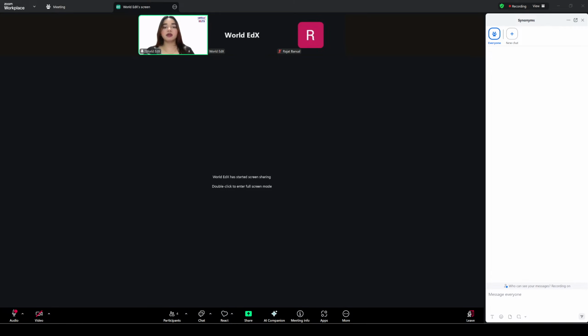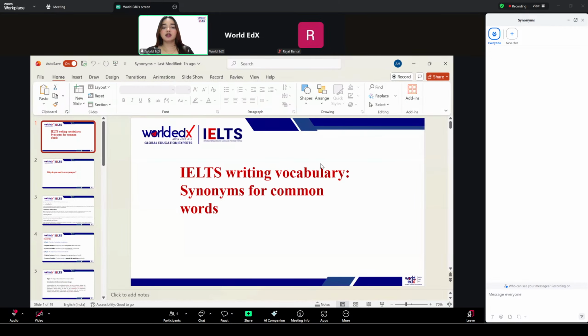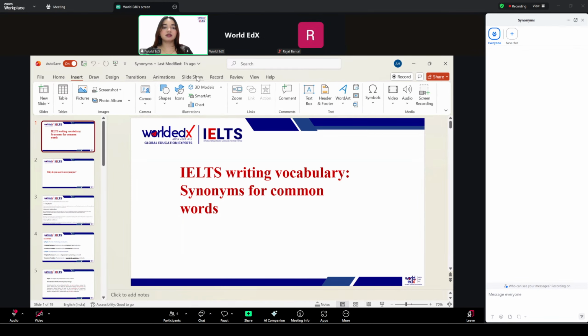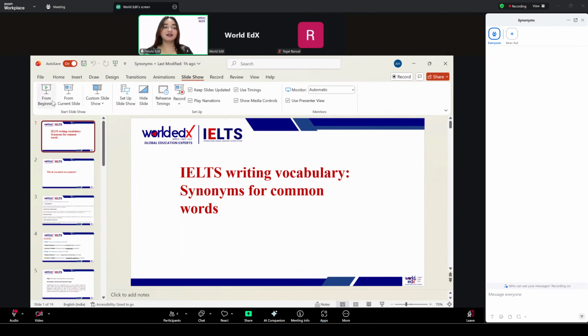So in today's topic, we will be covering what are some synonyms that we can use and how do we incorporate them in our day-to-day life or even in terms of IELTS, so that it sounds and seems very seamless. So let me just very quickly start the session.